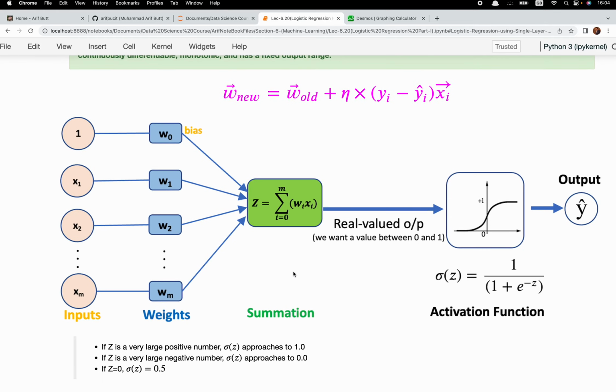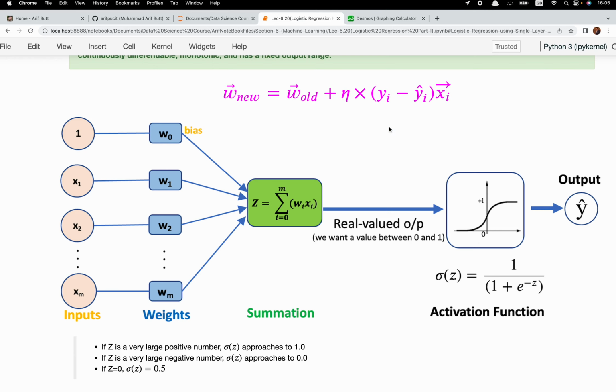Well, if z is a very large positive number, sigmoid of z approaches 1. If z is a very large negative number, sigmoid of z will approach 0. And if z equals 0, sigmoid of z will be exactly 0.5. So by replacing the step function with the sigmoid function, the value of y hat will not be discrete, rather it will be in the range of 0 and 1. And this will solve our problem.